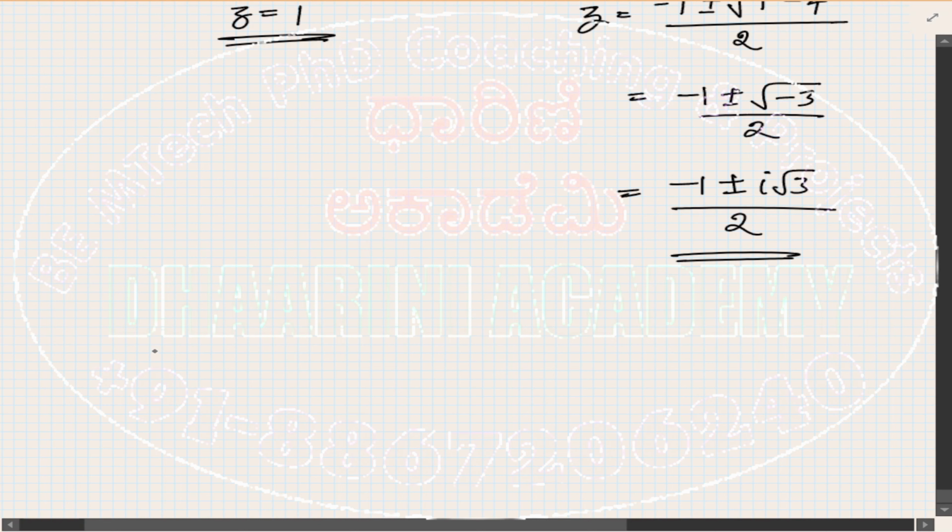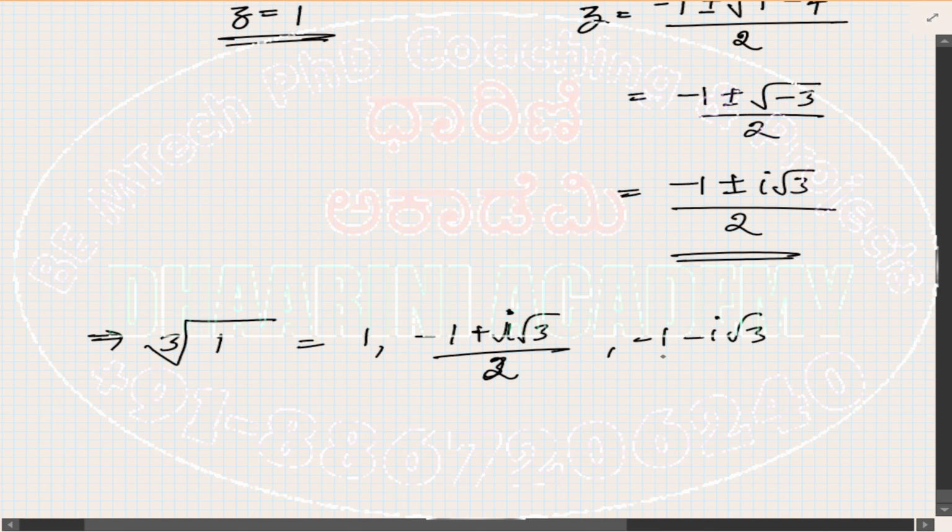If I want to find the cube root of 1, it is equal to, first answer is 1, next answer is minus 1 plus i times root 3 divided by 2, and minus 1 minus i root 3 divided by 2. Okay, so overall we have the roots denoted by this. So they are called cube roots of unity, and cube roots of unity have the following feature.